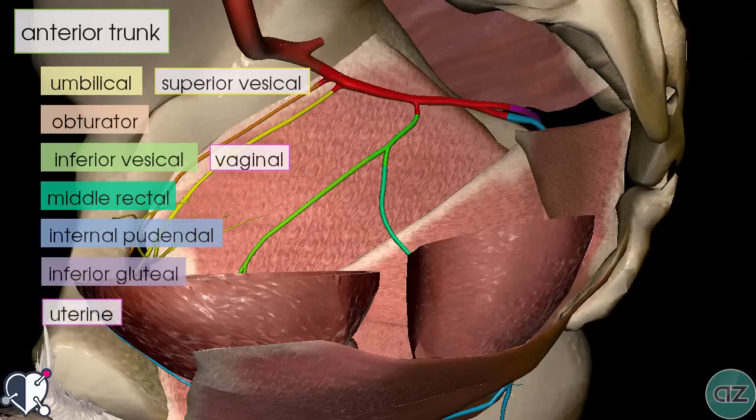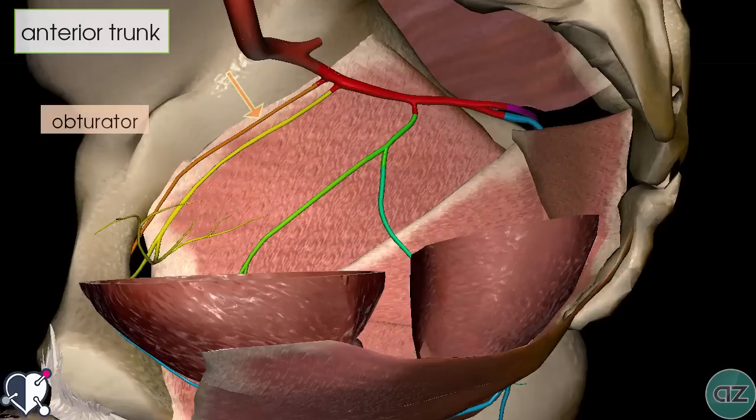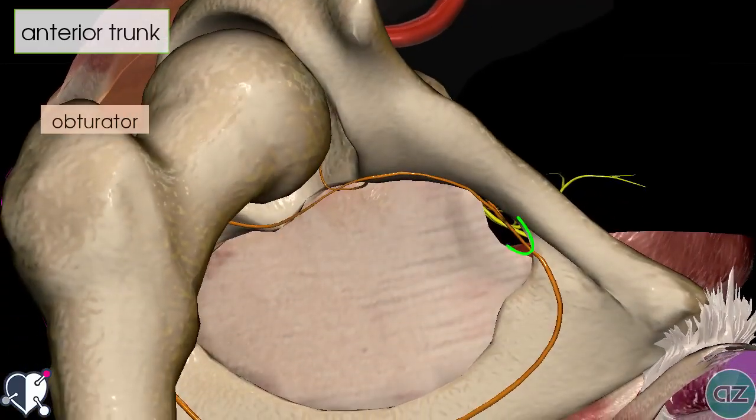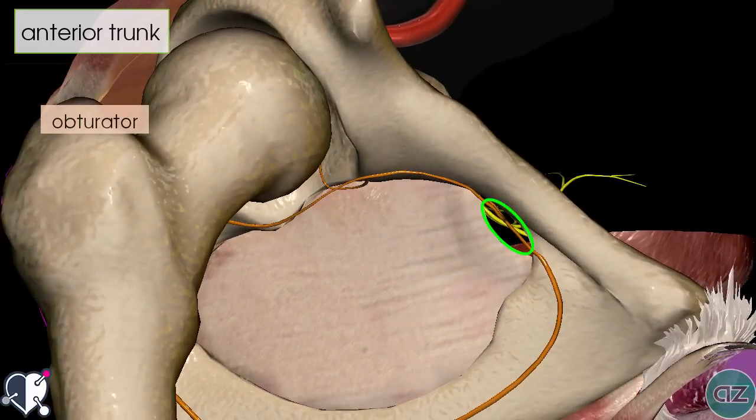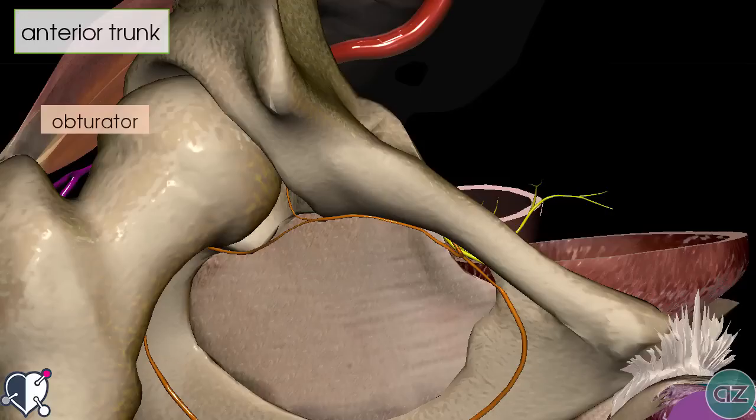Starting with the first branch that we can see on this model in orange, the obturator artery, you can see that it runs around the upper part of the obturator internus muscle on the lateral pelvic wall, and it runs around the obturator foramen, and it exits via the obturator canal. From this view you can actually see how the obturator artery divides into anterior and posterior trunks.